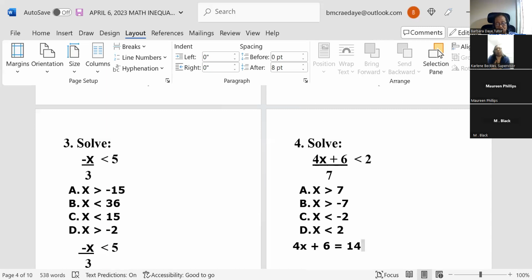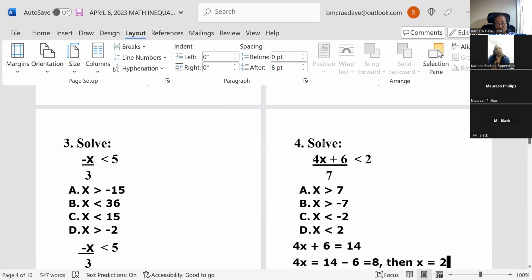So if 4x plus 6 is equal to 14, 4x equals 14 minus 6, and that's equal to 8, right? So if 4x is equal to 8, then x is equal to 2. 8 divided by 4 is 2. Oh, yeah. Correct? That's what I meant by mental math.